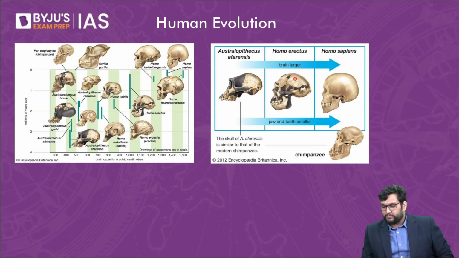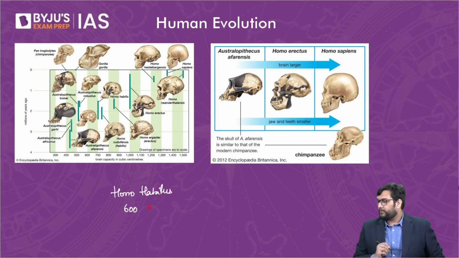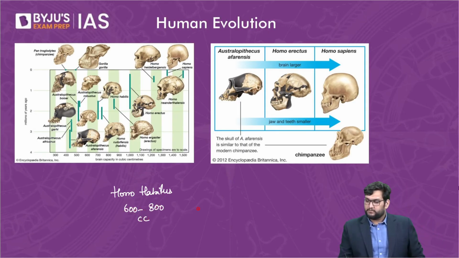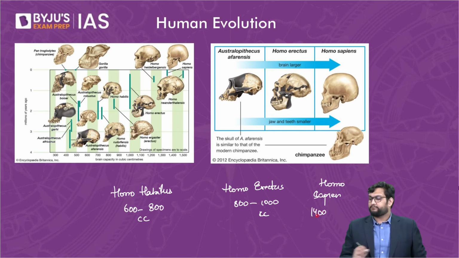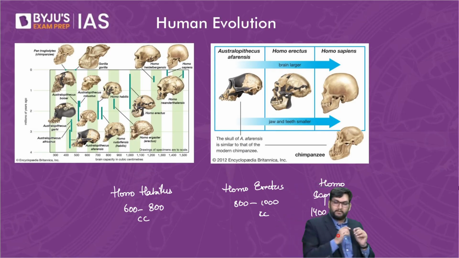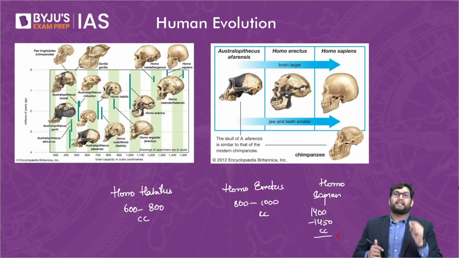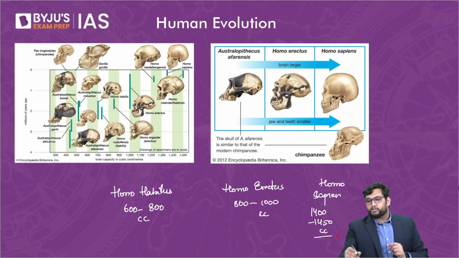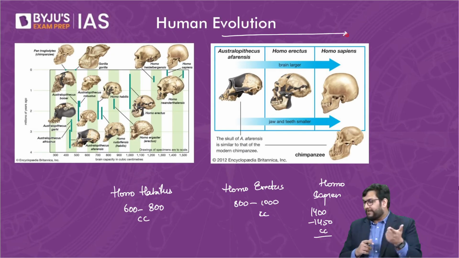Homo habilis, we believe, had 600 to 800. Homo erectus had 800 to 1000. And Homo sapiens has 1400 to 1450 cc. What I mean to say, and this is the most important point I want to make right now, is that we study tools because tools are a window towards cranial capacity and cognitive ability.